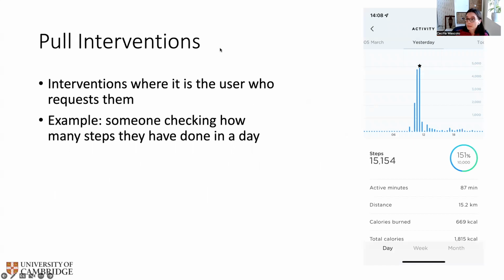There's pull and push interventions. Pull interventions are the most straightforward. A pull intervention is guided by the user. The user realizes that they would like to know more about how they can improve their behavior and requests the intervention. And here is an example: someone checking how many steps they've done in a day. So they're really aware that activity is important, so they go into an app and check their steps.